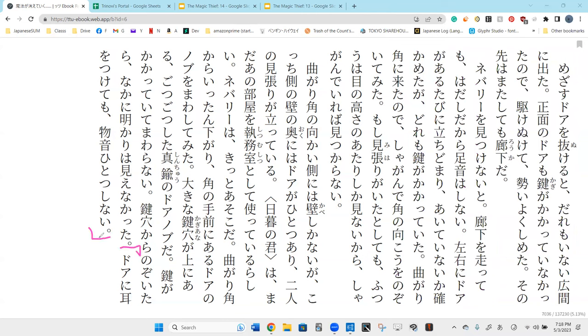Now. Hitotsu shinai. Not even a sound. What did they mean by before that? Doa ni mimi o tsuketemo.